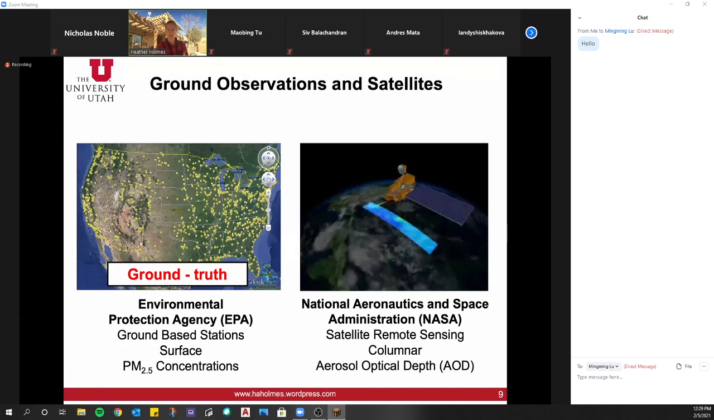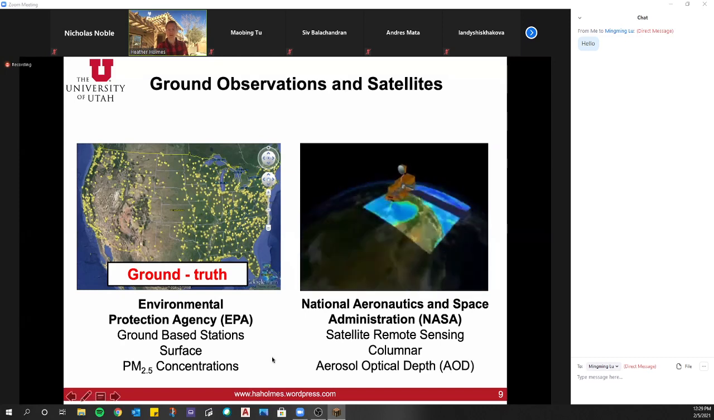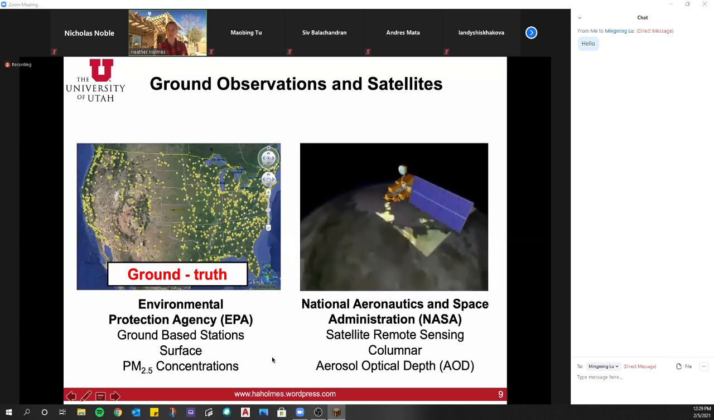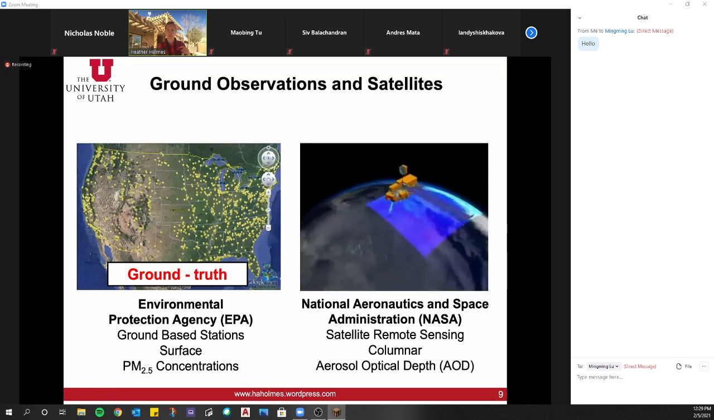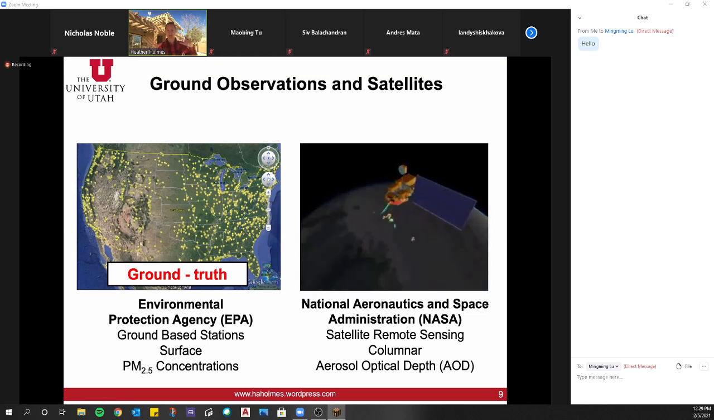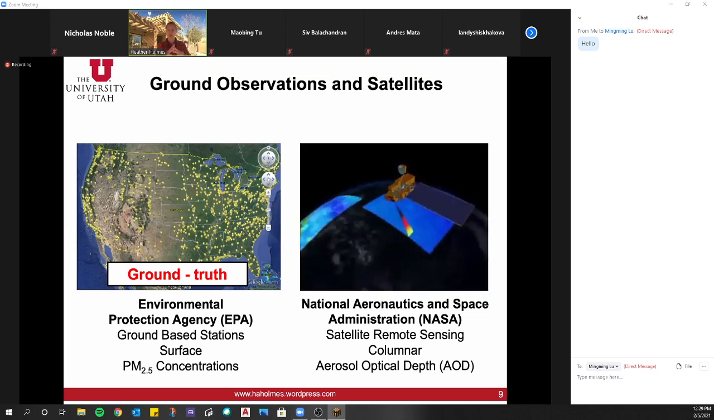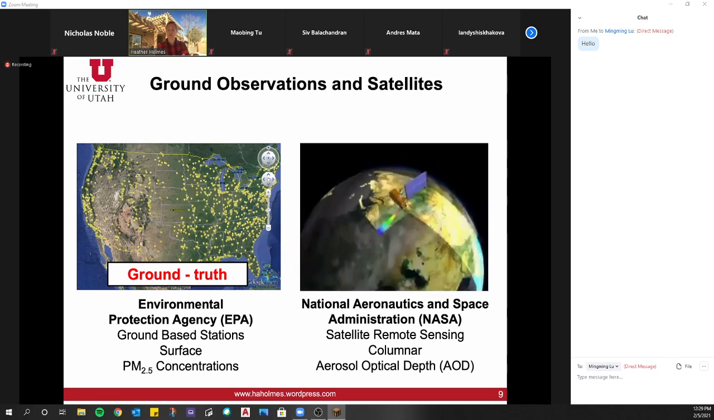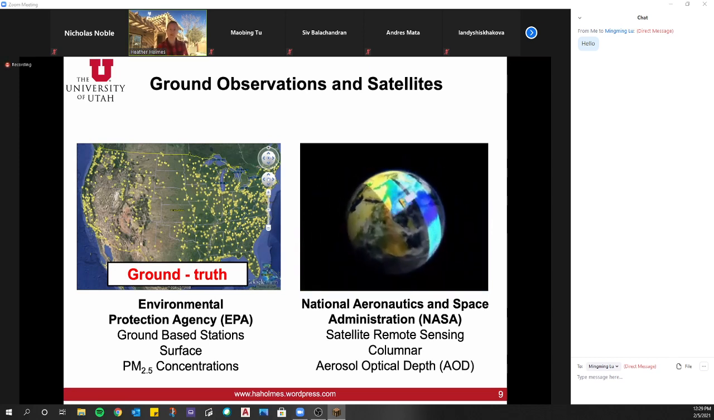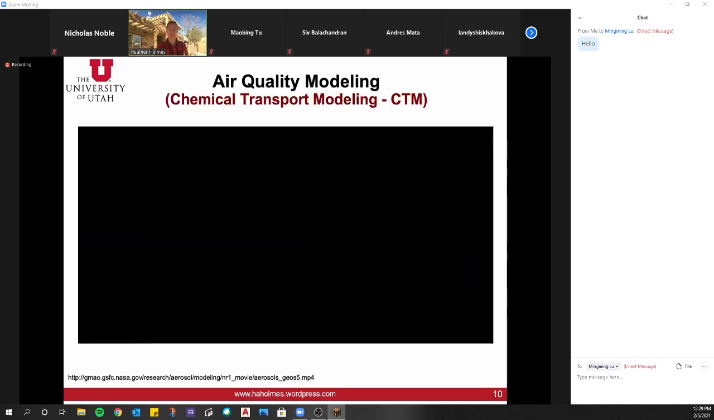So we try to supplement that with other sources of information. One example is satellite aerosol optical depth from NASA satellites is what I'm showing an image here. And what this satellite's doing is it's taking essentially a snapshot in time of the spatial distribution of aerosol concentrations as it's orbiting the Earth. So we can try and leverage that information to gap fill where we don't have monitors.